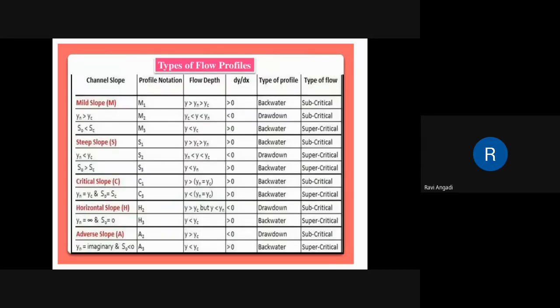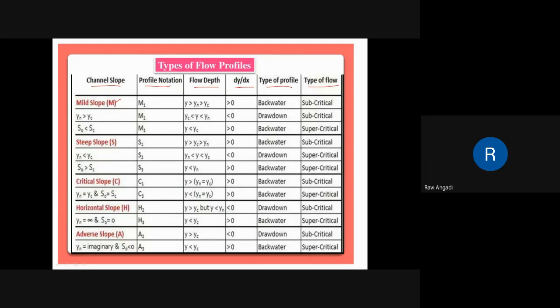So look at this one. I have classified here: channel slope, profile notation, flow depth, dy by dx, type of profile, and type of flow. This chart should be remembered by all of you. For the mild slope, what is the designation? It is M. M means mild slope.